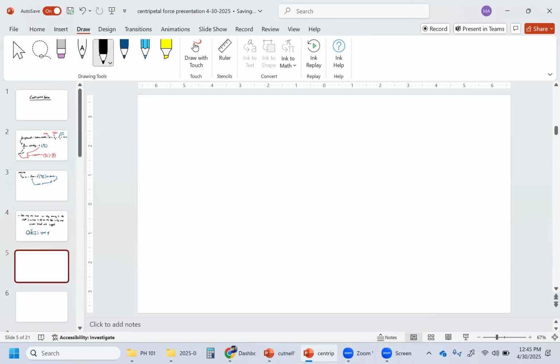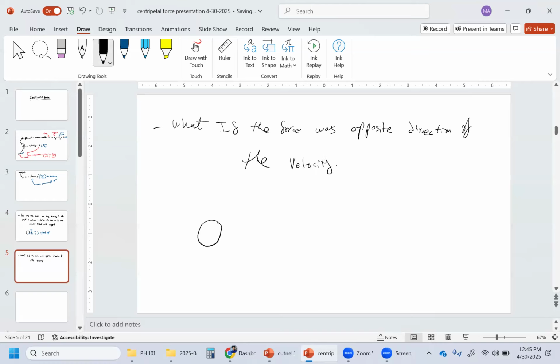Okay. Now what if the force was in the opposite direction of the velocity? So we have an object right now. What will happen? Let me just write down the question. This object has a velocity going inwards, but let me use a different color for the force. And let's say you have a force going in on the other side. What would happen? Well, obviously, it will slow down.